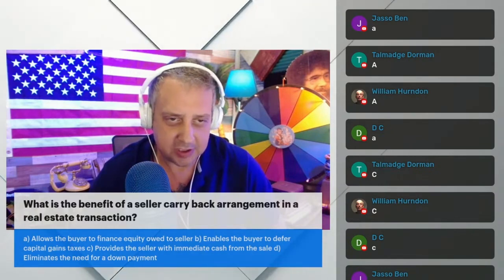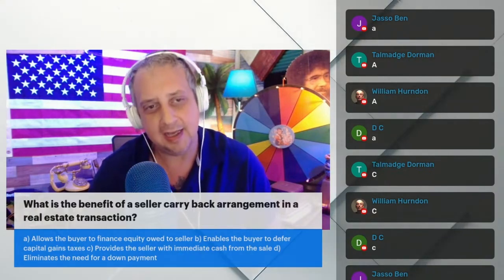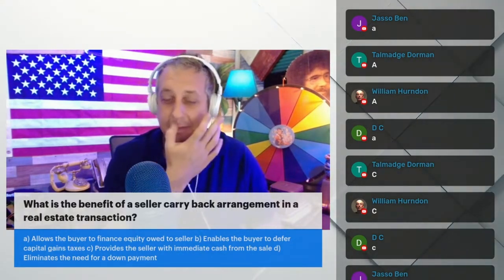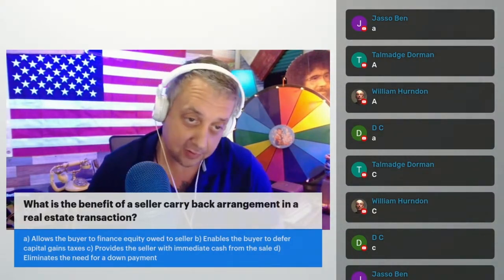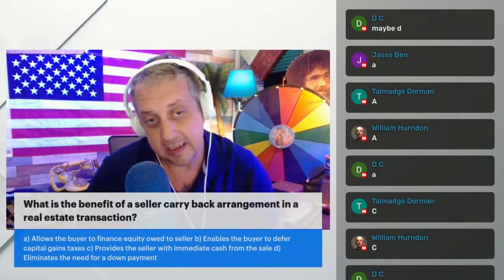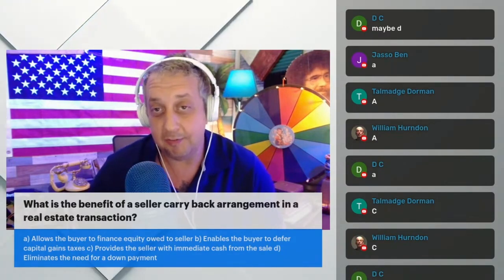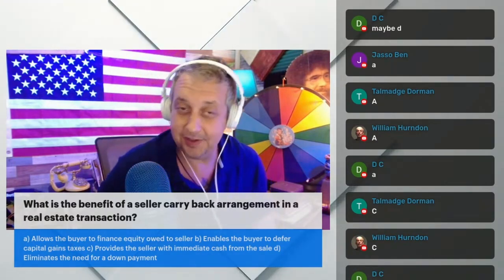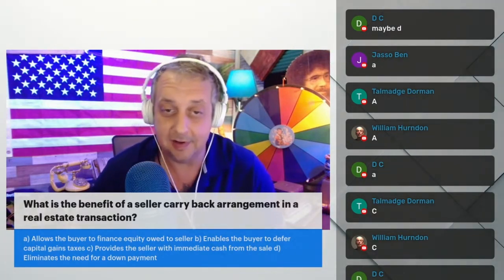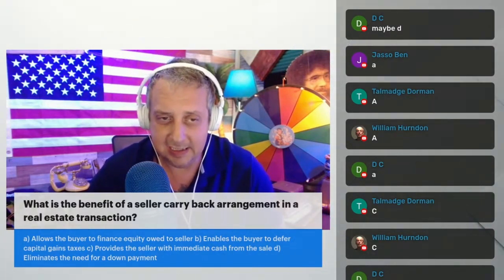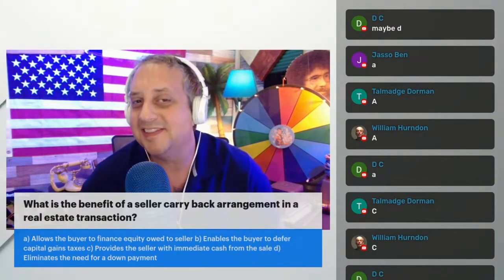Benefit of a seller carryback arrangement in a real estate transaction. Could it be A, allows the buyer to finance equity owed to the seller? Well, it certainly could be that. It certainly can be A. Could it be B, enables the buyer to defer capital gains tax? Probably not. C, provides the seller with immediate cash from the sale. No, because the seller's carrying back the note, he's not going to get all his cash up front. He's going to get a payment. D, eliminates the need for a down payment.